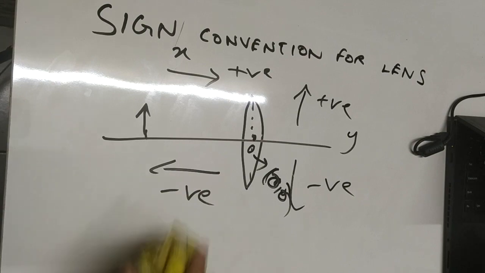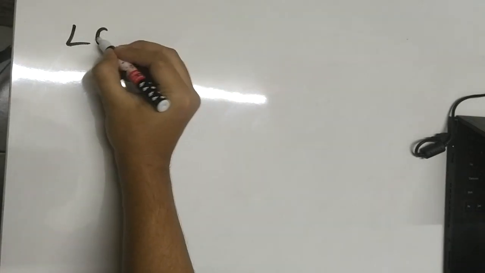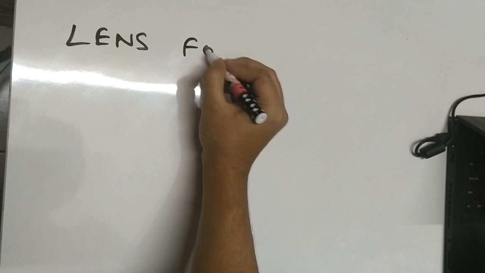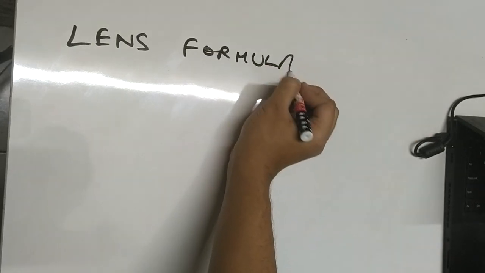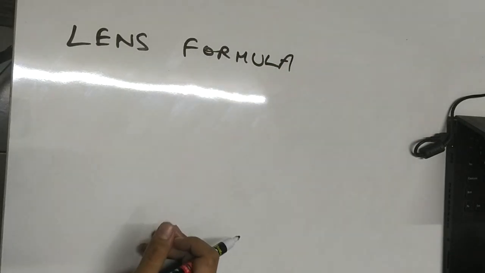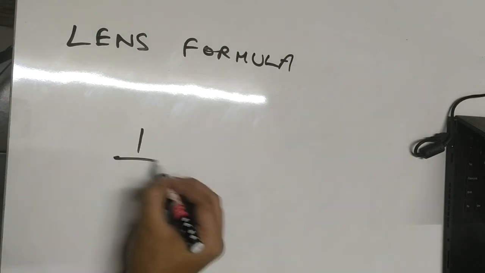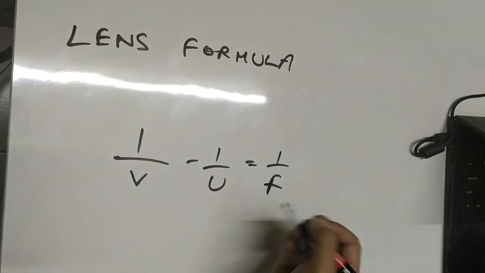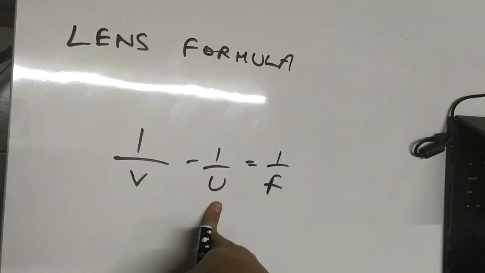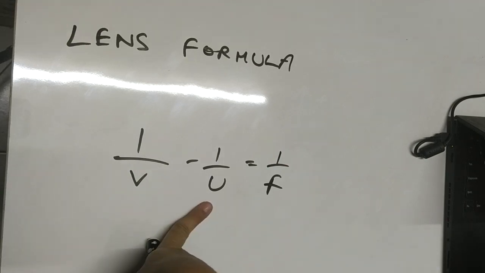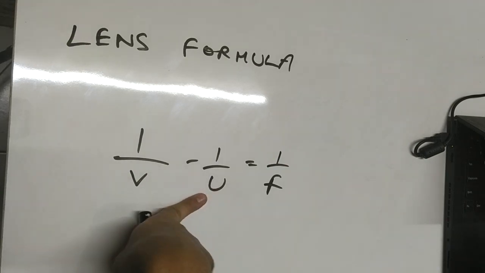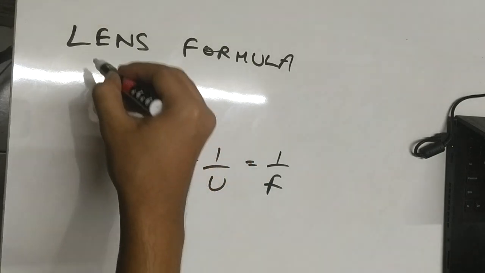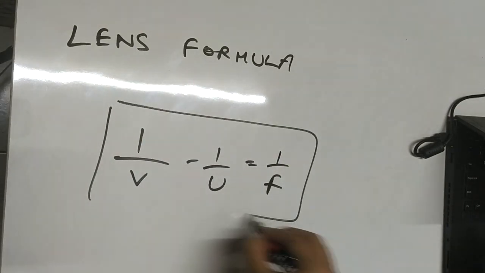Let us move to the lens formula. Just like how we had a mirror formula, we have a lens formula. What is the lens formula? 1 by V minus 1 by U equals to 1 by F. Okay, in mirrors it was 1 by V plus 1 by U equal to 1 by F. In lenses it is 1 by V minus 1 by U equal to 1 by F. So note this down. Same thing.